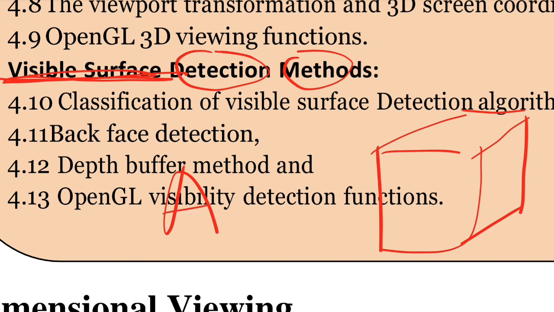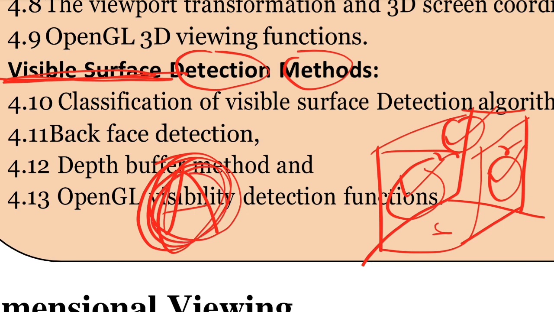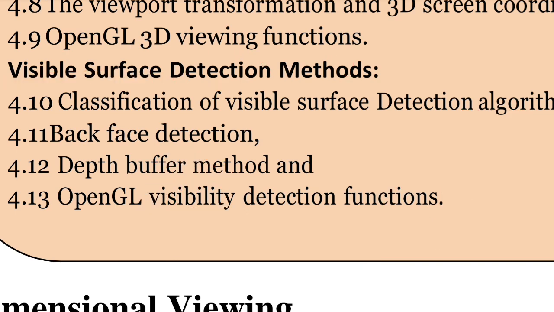Say there is a method A. If I use method A, I will get to know that this face is visible to humans from the front view, this is also visible, and this is also visible. The back three, this one and this one, are not visible. This categorization of visible faces is done by this method, and it is known as the visible surface detection method.